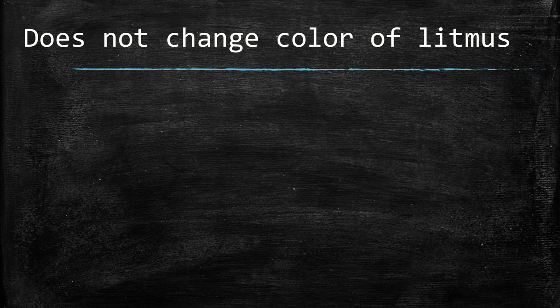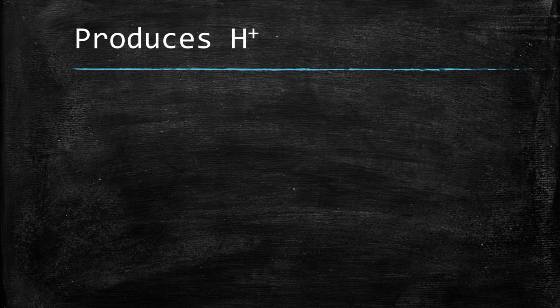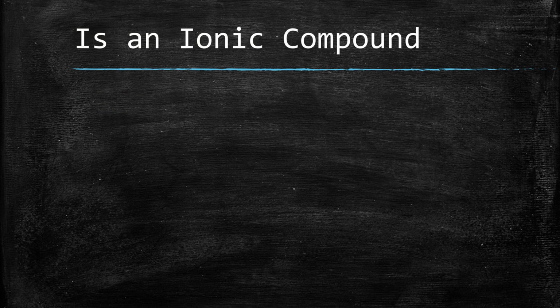Does not change color of litmus. Well, we said acids and bases do, so this must be neutral. Produces H plus. If it starts with H plus, that would be acid. Is an ionic compound, that's an acid or a base. Both, because they're electrolytes.